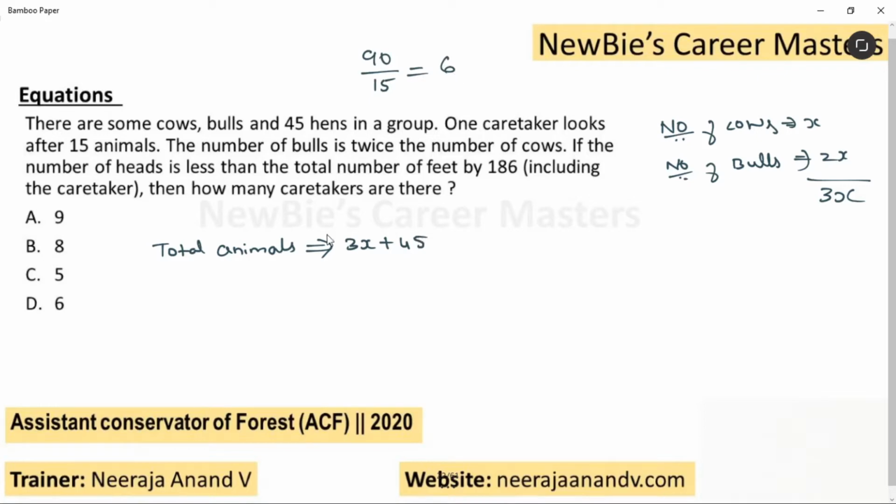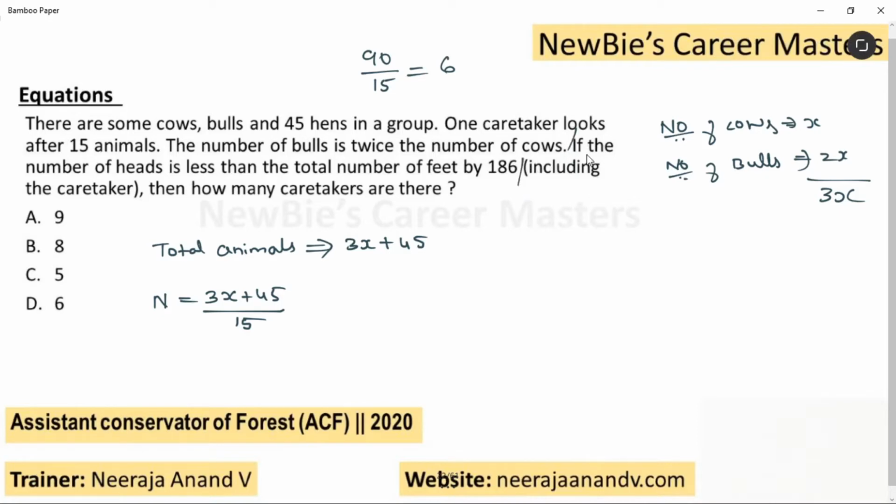Now, total animals count is 3x plus 45. Let's take the number of caretakers as n. Can you guess the equation for this n? Yes, very simple. n equals (3x plus 45), the total number of animals, divided by 15. Hope this is clear. Newbies, to solve this question, we have to find this n value. n is the number of caretakers. To find this n value, what do we need? We need the value of this x. Let's get the x value by using this information.